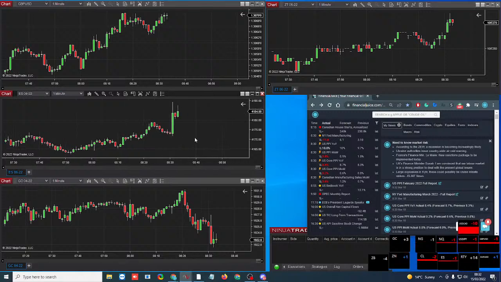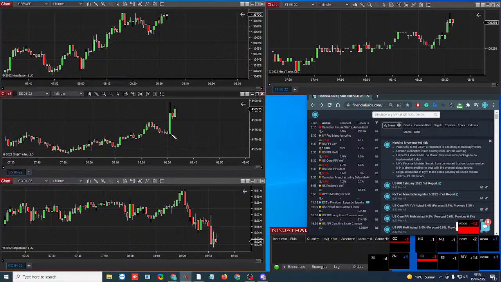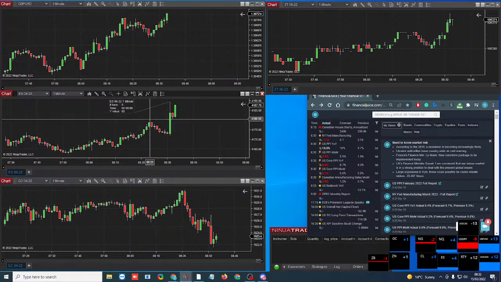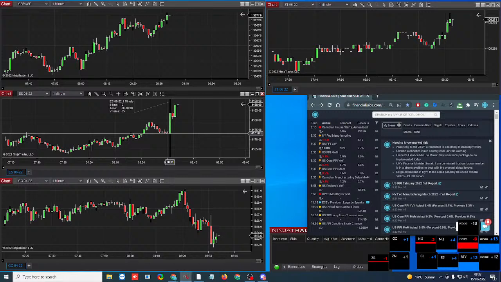So if we measure the ticks that we can see on here, it's about 65 ticks, from the start of the candle to the wick of the candle. So we can see about a 65 tick movement towards the upside there on the ES.